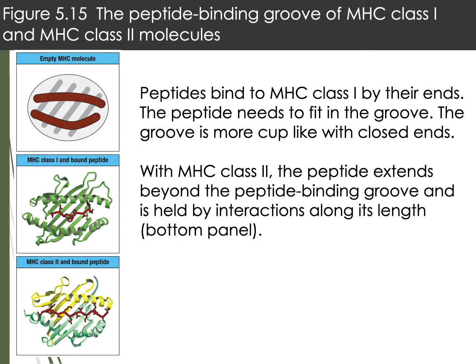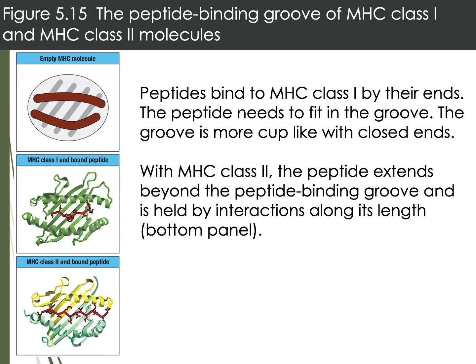The binding grooves are also different between class 1 and class 2. The area where the peptide or epitope antigen binds is known as a peptide binding groove. You can see on class 1 how that peptide actually has to fit in there. Class 1 is a little bit more like a cup that has closed ends, so the peptide needs to fit into that groove and can't hang over. In class 2, the ends are a little more open, so there's a little bit more freedom, if you will, in what fits in there.